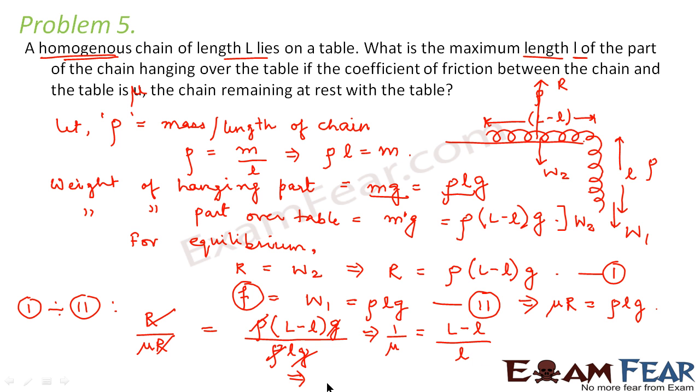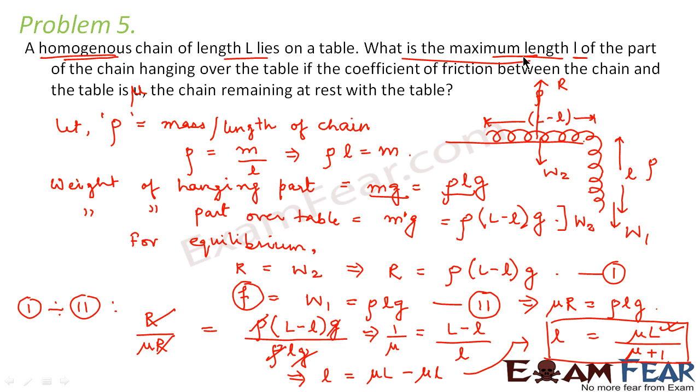From this we find that mu l is equal to mu L minus mu l, which in turn comes out to be small l is equal to mu L divided by mu plus 1. So we find that the length of the chain which is hanging down the table comes out to be this value, and this is what was desired according to the question. It wanted us to calculate the maximum length of the part of the chain that would be hanging over the table.